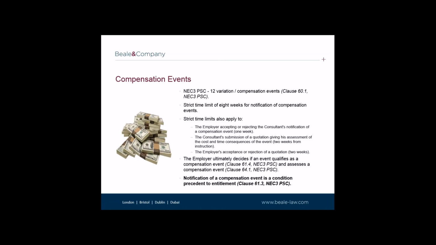The employer changing a decision previously communicated to the consultant, i.e. the employer changing their mind about something, as they do from time to time. And other matters such as the employer's breach of contract and also force majeure are included as compensation events. The compensation events listed in clause 60.1 are really the gatekeepers to the PSC variation mechanism, but getting through the gate is only the first hurdle to securing entitlement.